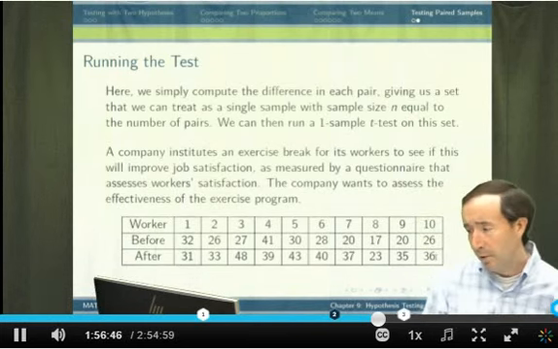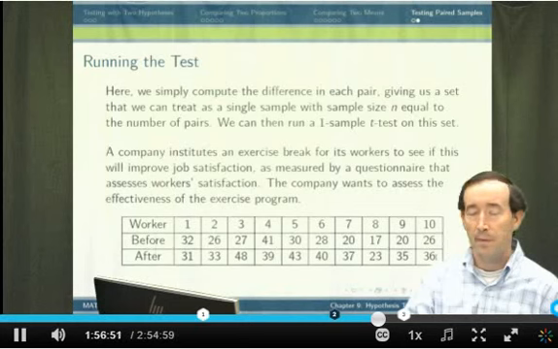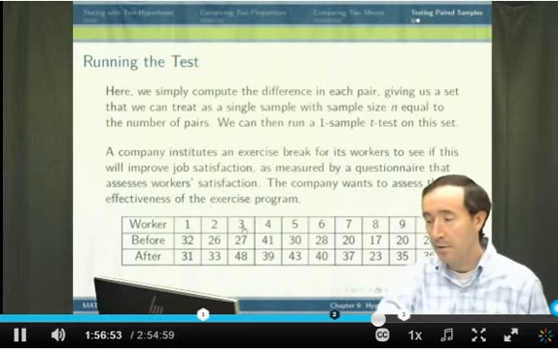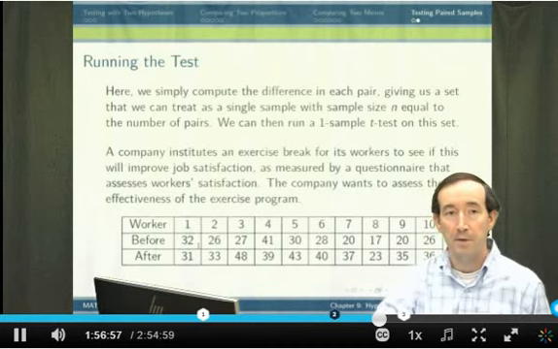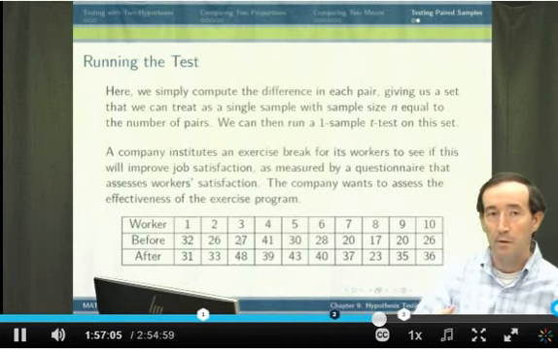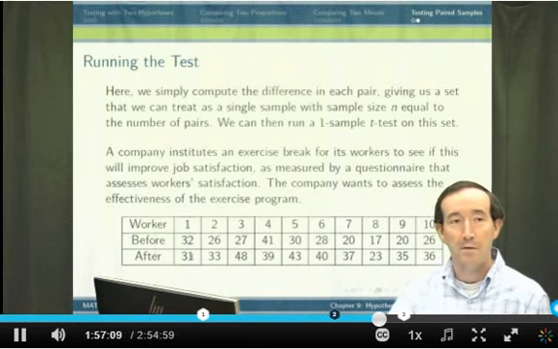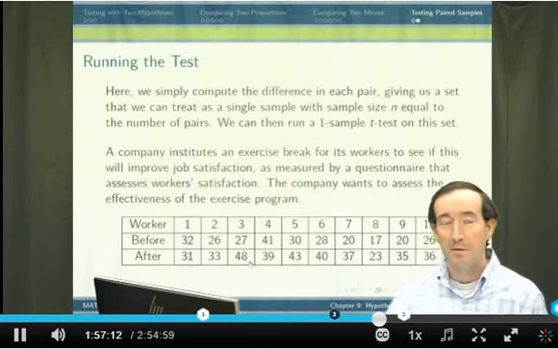All right, so what I want to do is compare the before and the after. The way I set this up, if I want to know whether the after was bigger, I'm going to take 31 minus 32, 33 minus 26, 48 minus 27, and compare each of those things to 0. This person apparently dislikes the exercise breaks, but these people seem to like it. These two did.